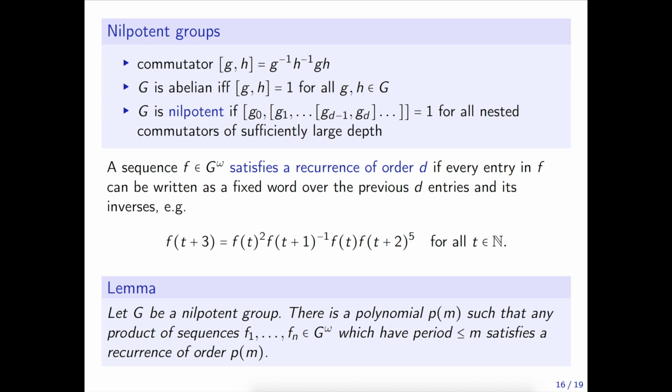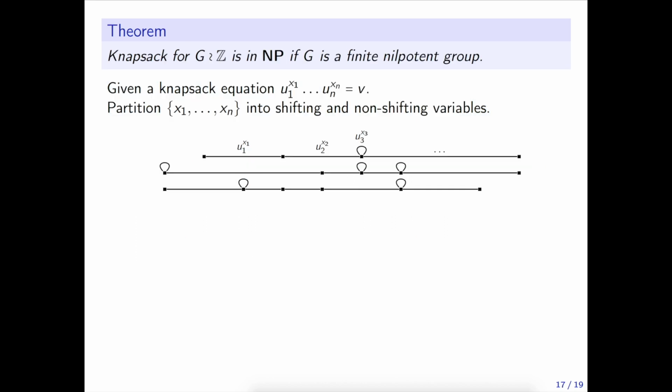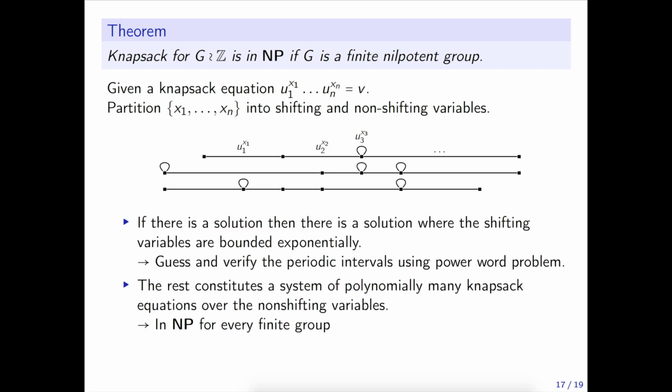Let us now look at knapsack for G wreath Z. Suppose we are given a knapsack equation of this form. Then we distinguish variables xi where the ui have non-zero shift in Z or have zero shift in Z. In the previous paper, we already observed that if there is a solution, then there's always a solution where the shifting variables are bounded exponentially. And so we can simply guess their values in NP and verify the periodic intervals using the power word problem.